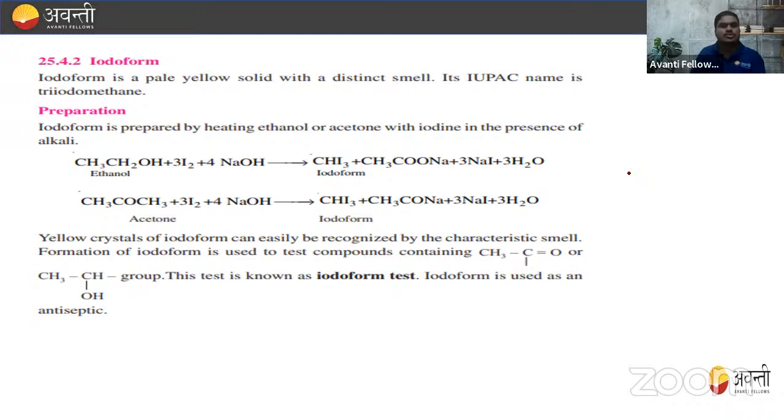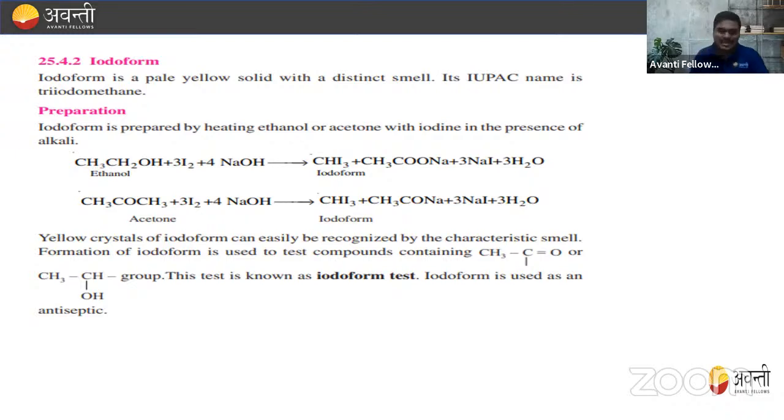ठीक है चलो. So iodoform is a pale yellow solid with a distinct smell, and the IUPAC name is triiodomethane. So how will you prepare it? Iodoform is prepared by heating ethanol or acetone with iodine in the presence of alkali. So this is the iodoform test that we generally use for chemical distinction between alcohol, aldehyde and acetone. Right.